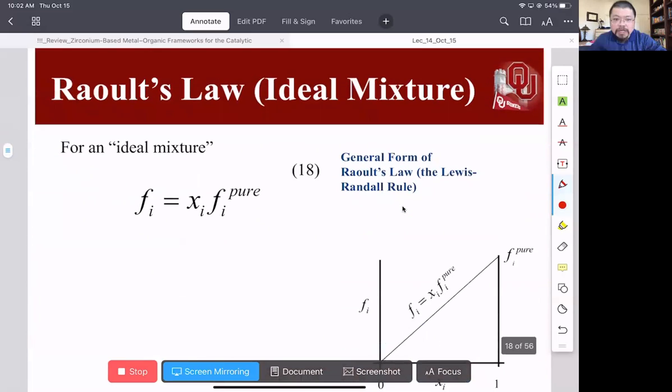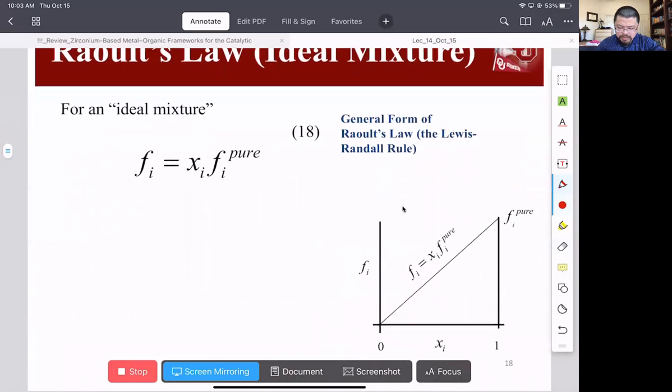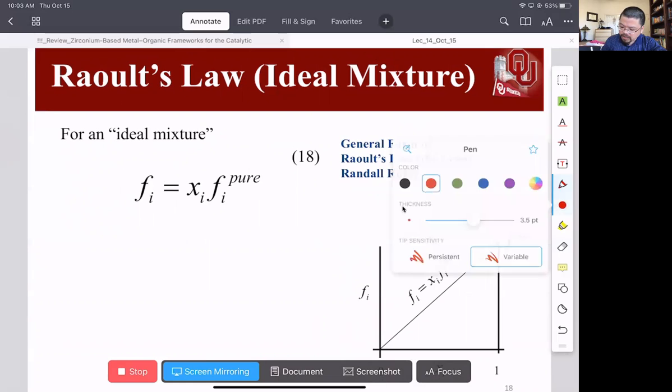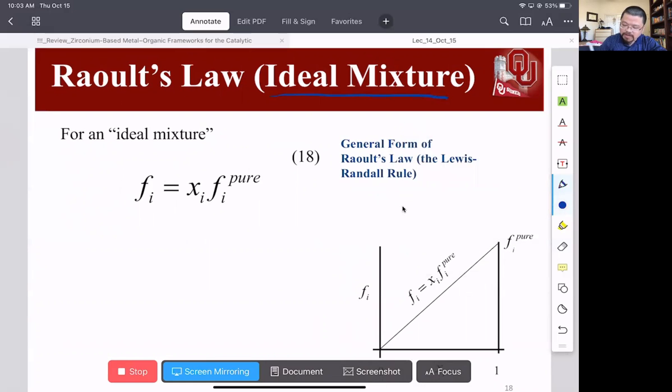So let's try to look at the other applications. Let's call this applications of those fugacity and chemical potential definitions. The first one is, let's look at the so-called Raoult's law. We also call this the very general form of the Lewis-Randall rule. Raoult's law is talking about ideal mixtures. So this is the other abstract concept of the mixture.